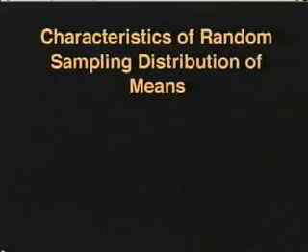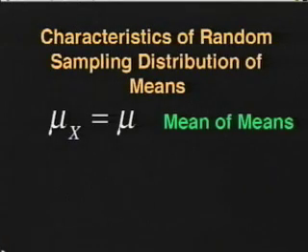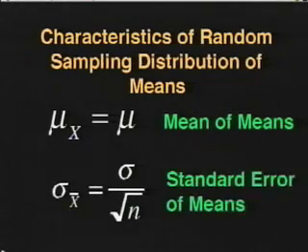I indicated to you that if we determine the mean of all of those means, it should equal the population mean. And because of the fact that we have variability of the means, we can determine the standard deviation of the means of a sampling distribution. And the way that we do that is to divide the population standard deviation by the square root of the sample size.